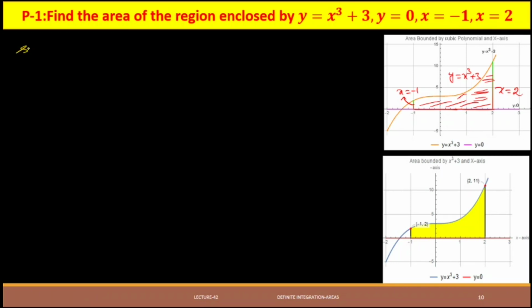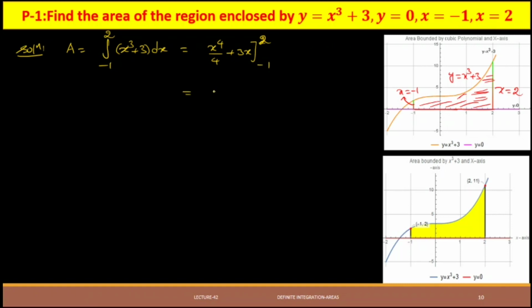Let us find out the area. Solution. So area of the, now we know that the graph y is equal to x cube plus 3, from the graph it is above the x-axis, so it is positive, we can apply result 1. So this is equal to integral from minus 1 to 2 of x cube plus 3 dx. Now upon integrating it, what do we get? It is x to the power 4 by 4 plus 3x in the interval minus 1 to 2.